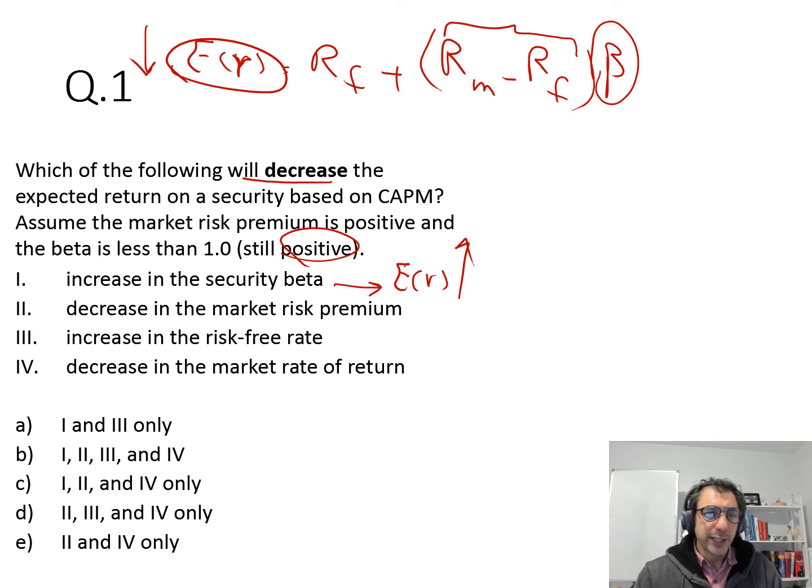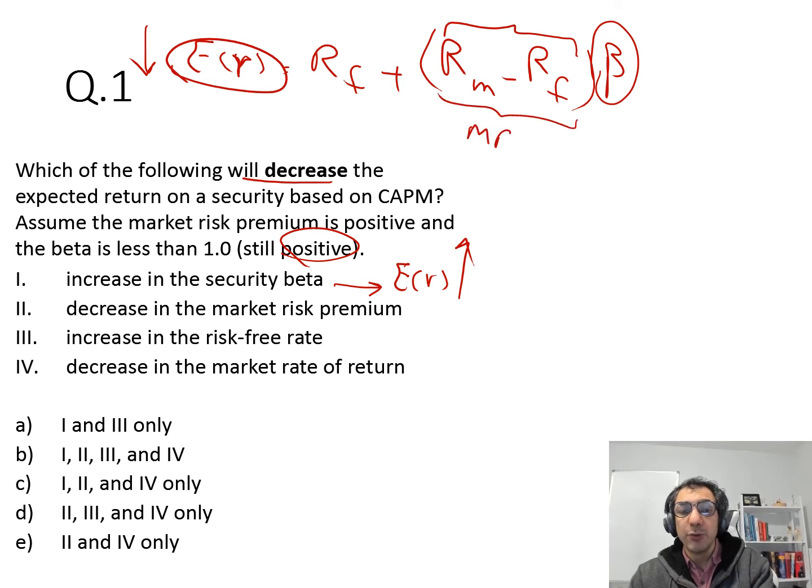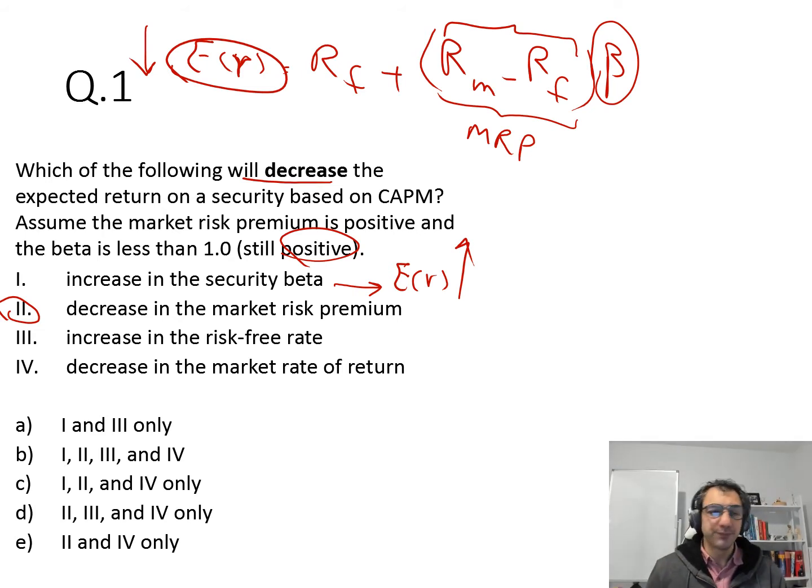Number two, statement two, decreasing the market risk premium. So the market risk premium, we already talked about this. This is the market risk premium or the MRP. When the market risk premium is going down, what's happening? The whole expected return, you should expect it's going down. So it seems this is the correct statement. The market risk premium and the expected return are moving in the same direction.